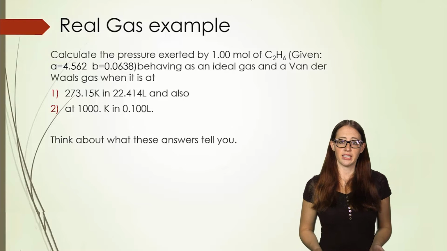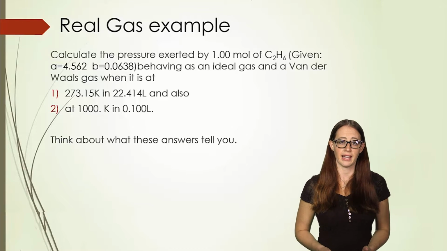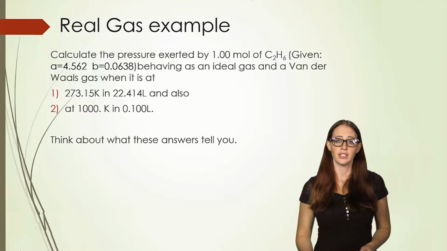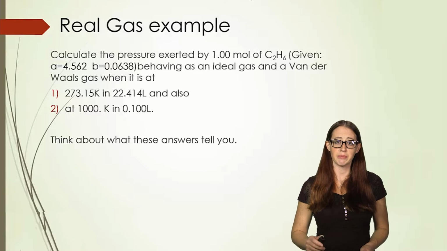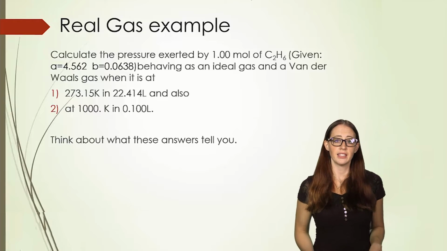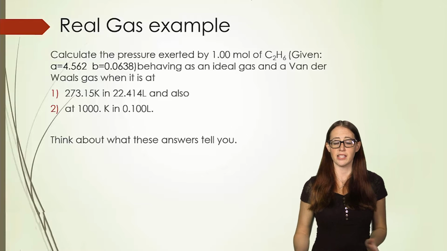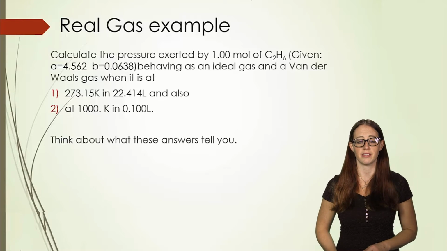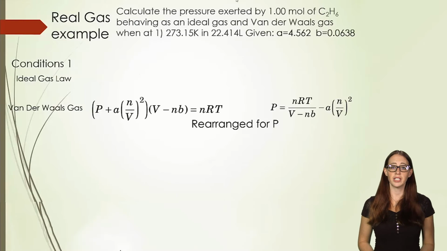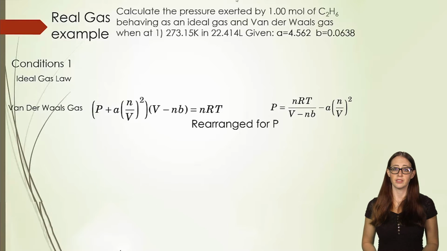Here I ask you to calculate the pressure of 1 mole of methane gas at 2 different conditions. Additionally, I ask you to compare all of the answers. The last part of the question is going to make a bit more sense once we finish the math on the previous examples. So here we're going to start with condition 1.